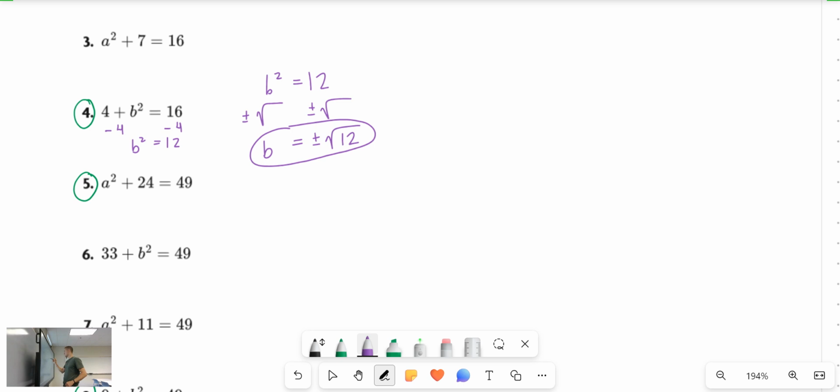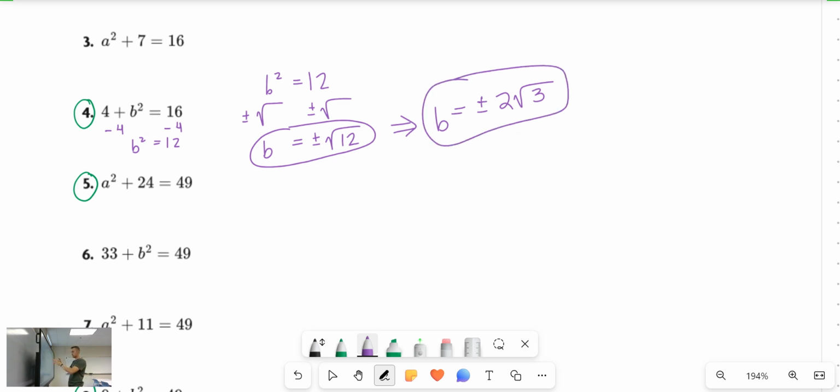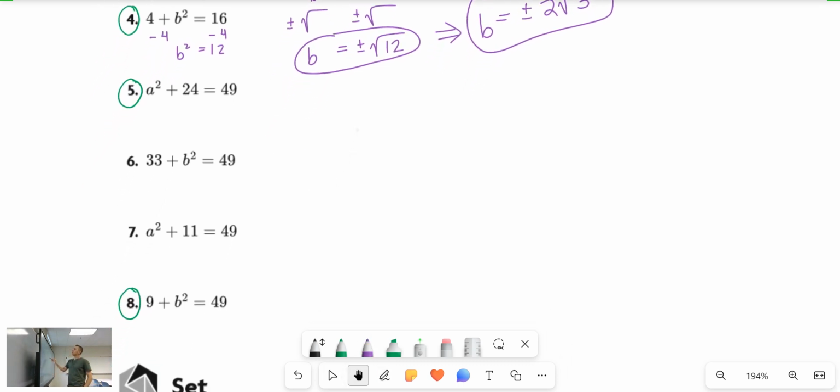If we wanted to simplify this even further, right? If we wanted to go further with this, we could say that B equals the positive or negative of 2 root 3, plus or minus 2 root 3. We could do that as well. That's more simplified. Both of these, right? These are equivalent, just one's more simplified. So that'll work as well.